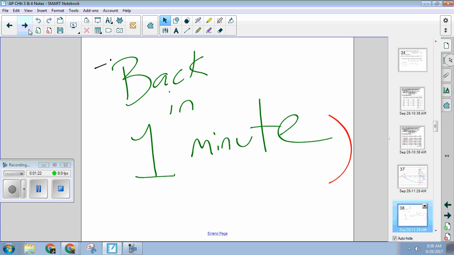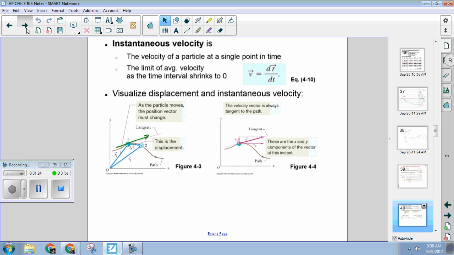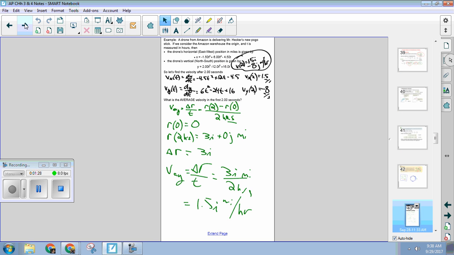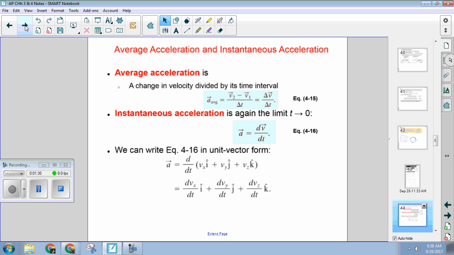Let's do that. No, we did all that. Here we go. So, acceleration. Again, it's exactly what you'd think it is. Acceleration is change in velocity divided by time.